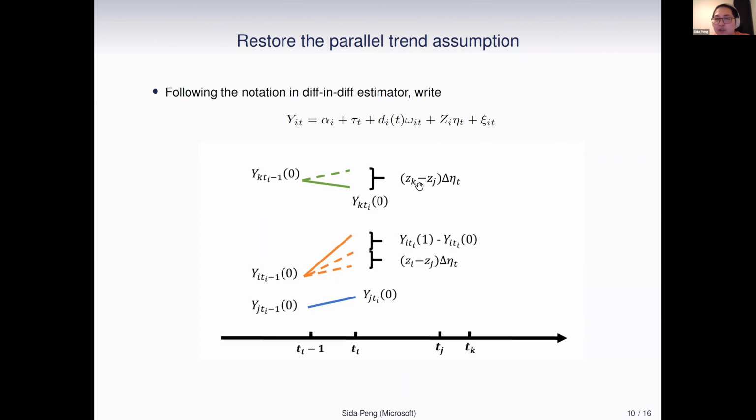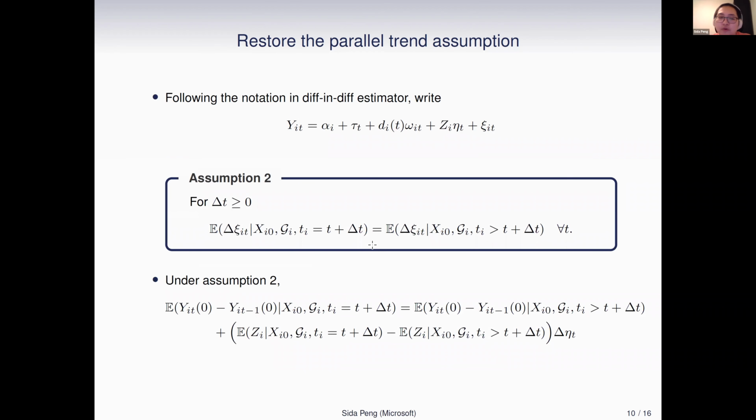And then this actually allows us a way to estimate the delta eta t. If we assume that Vk will be observed in this setting, we can just use the outcome of individual K and J at this time, between the time Ti minus 1 and Ti, to estimate delta eta t. And once we have delta eta t, we can use this to adjust the outcome for individual I. Right? So this additional component will be the impact of these factors on individual I. And after we adjust for this, the parallel trend assumption could be restored, and the left component would just be the ATT we are interested in.